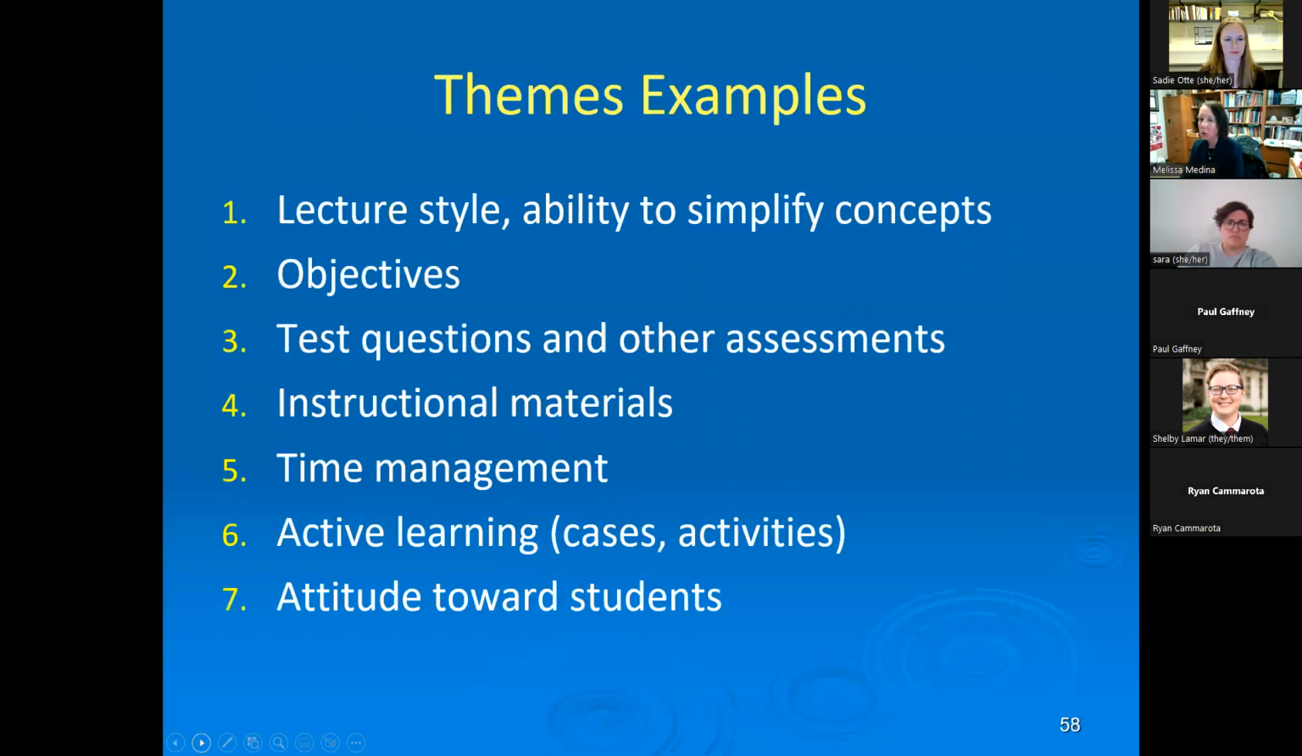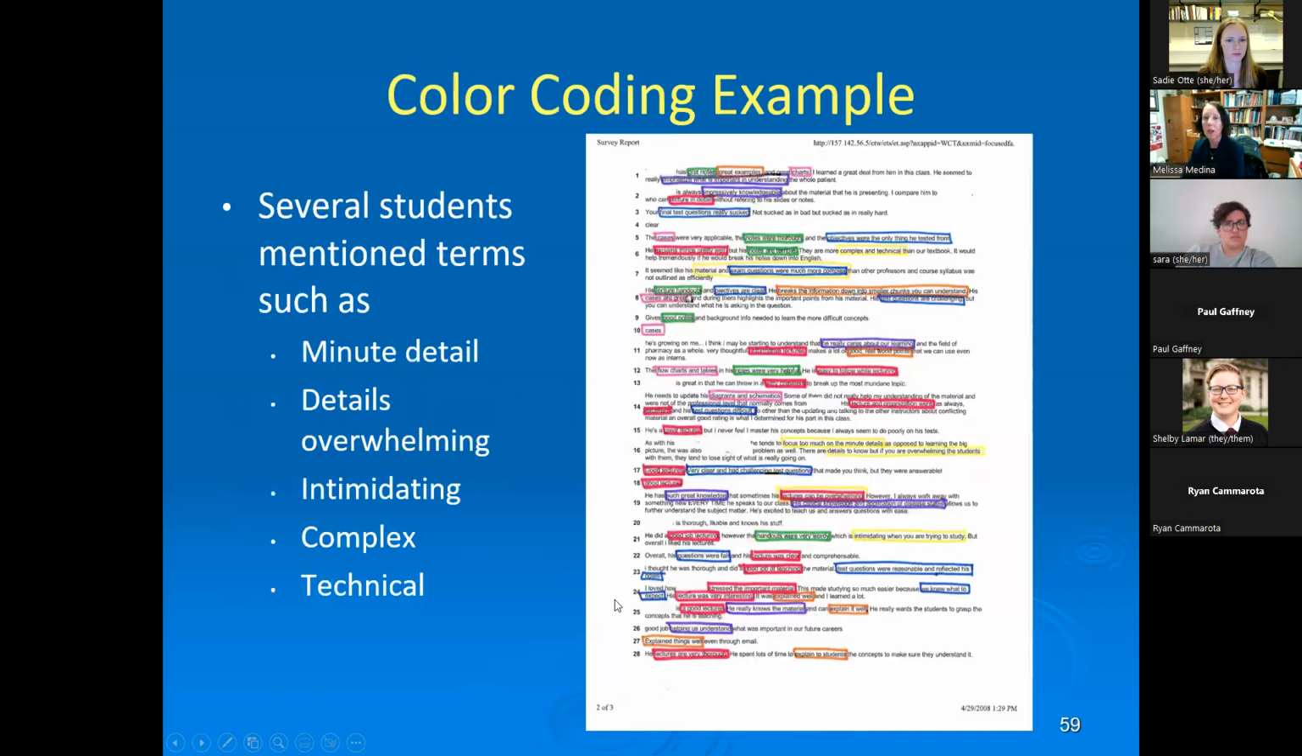Some themes that you can look at are lecture style. People may comment about your objectives. They may comment about your test questions. Another theme may be the instructional materials that you use, your handouts or your slides, maybe your ability to manage time, active learning, or your attitude towards students. They may have comments about how your interactions are in class.